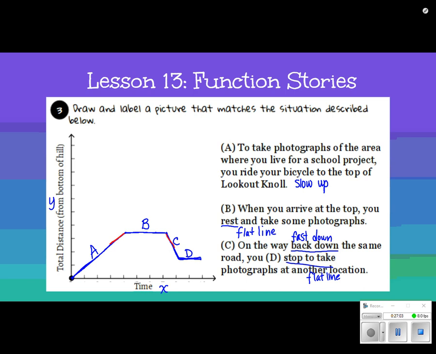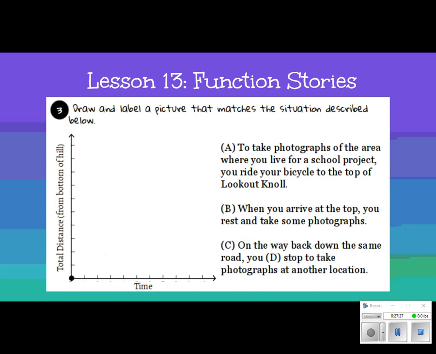But if you make line A steeper than line C, you're going to say, well, riding up the hill was a lot faster than coming down the hill. That doesn't make sense. Or if line B and D weren't flat lines, they were going up at a different rate or down at a different rate. That doesn't make sense because we're stopping and resting. We're not changing our distance. So each part has a job, part of the story.